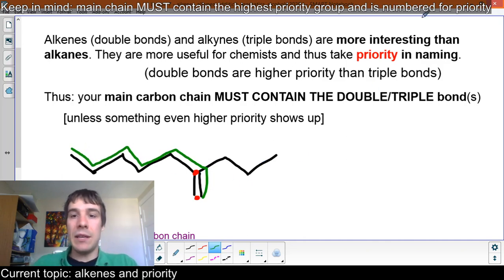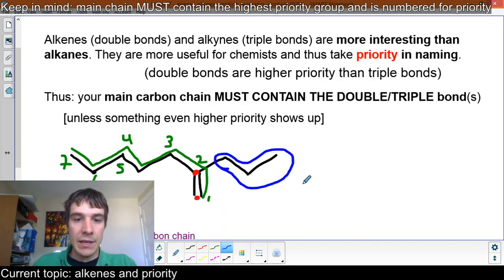They also take priority in naming and numbering. So the numbering has to have the lowest number be on the alkene rather than going any other way. So even if there's a lower number somewhere else that you can do, this has to have the lowest number because it has priority. So that's the concept of priority. So we'd number this 1, 2, 3, 4, 5, 6, 7, and then this guy here just becomes a substituent. That just becomes a propyl hanging off of 2.